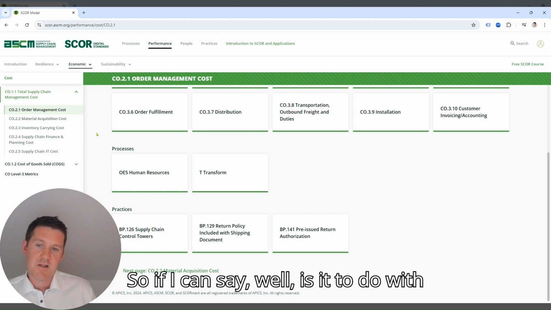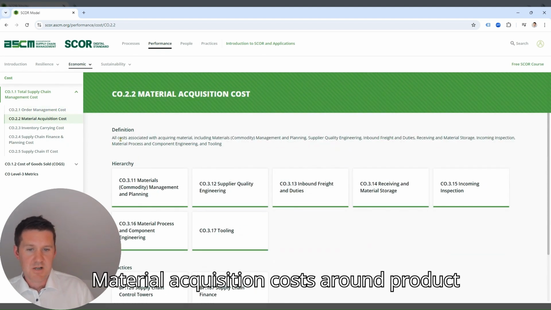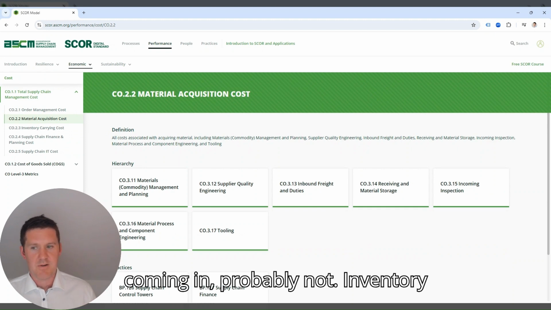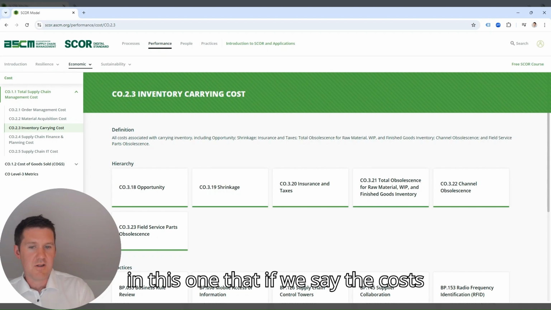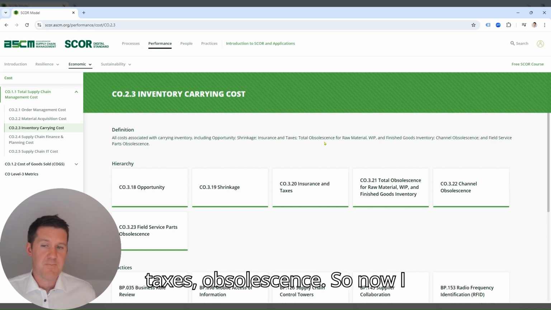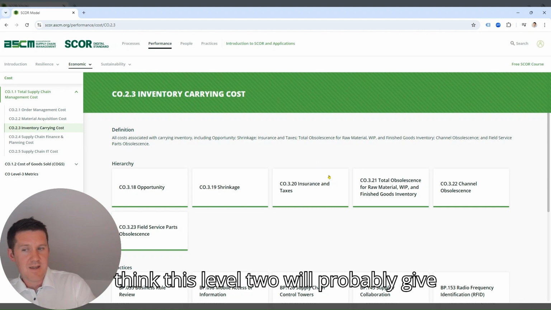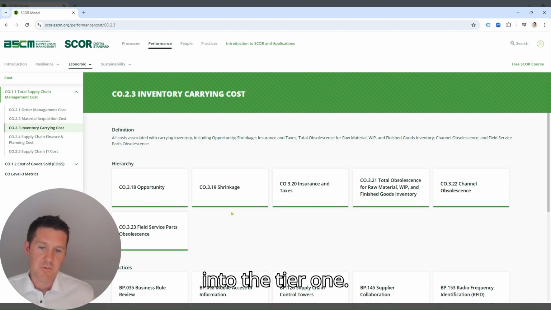So can I say, well, is it to do with order management cost? Is it to do with material acquisition costs around product coming in? Probably not. Inventory carrying cost. Now, there's something here in this one that if we say the cost associated with carrying inventory, opportunity, shrinkage, insurance, taxes, obsolescence. So now I think this level two will probably give us most insight into the tier one.